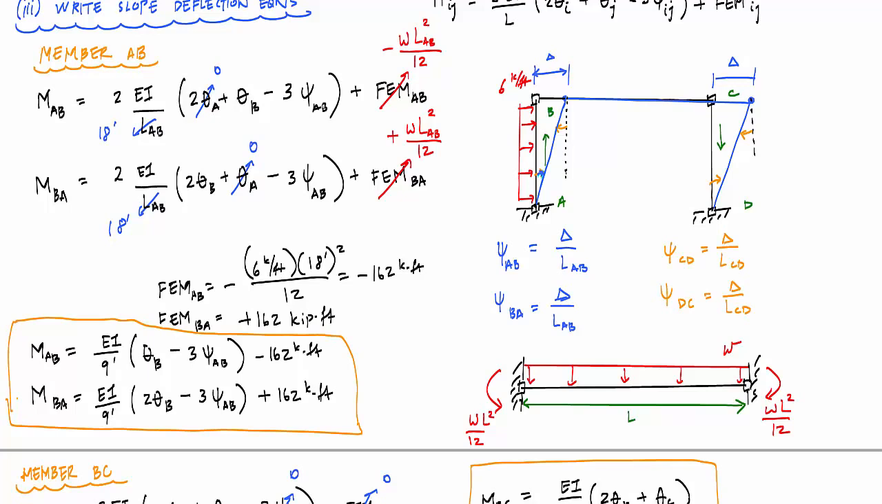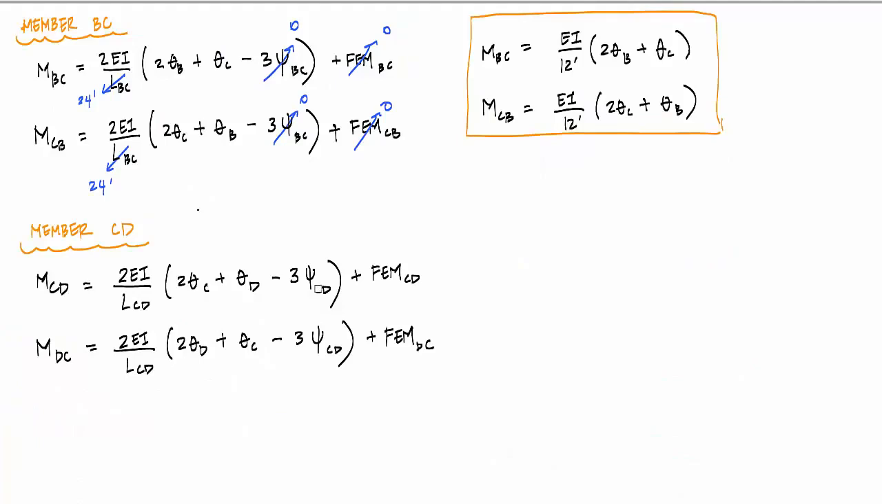Since L_CD is equal to 18 feet, just like L_AB, in fact, all these chord rotations are the same. So I'm going to go ahead and remove the subscripts. So instead of calling it psi_AB and all that, I'm just going to call it psi. I know that L_CD, the length of member CD, is 18 feet, and the rotation of point D is 0. Since I have no loading on member CD, 0 fixed end moments.